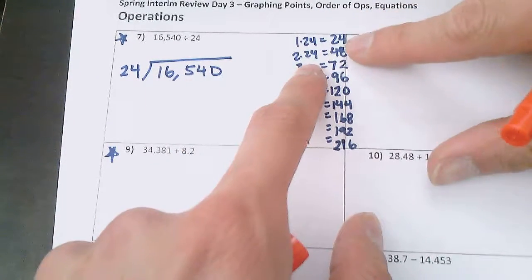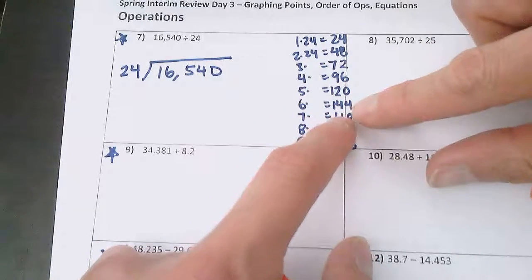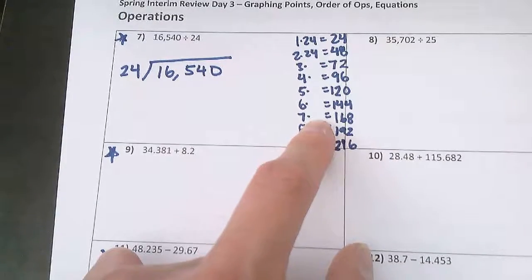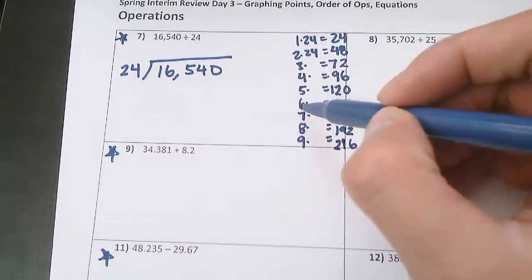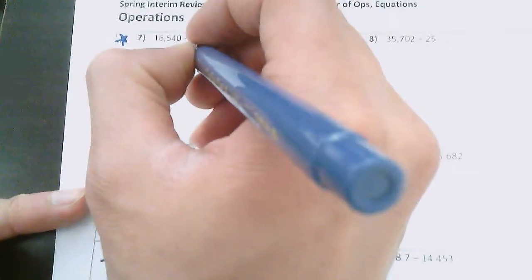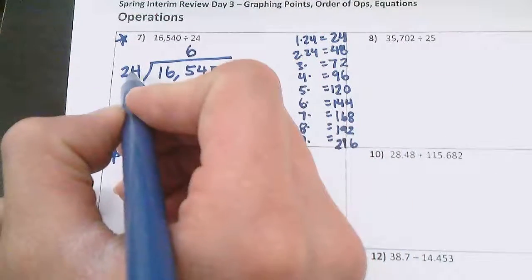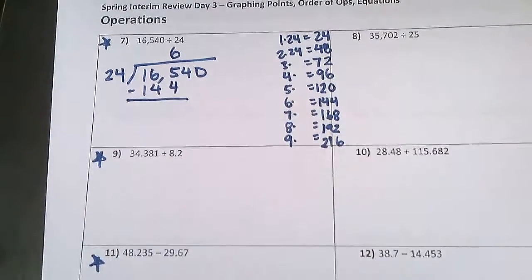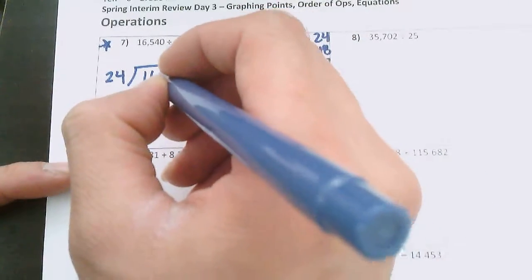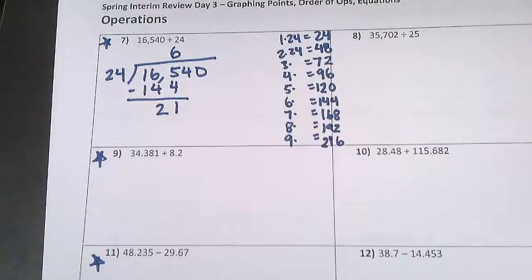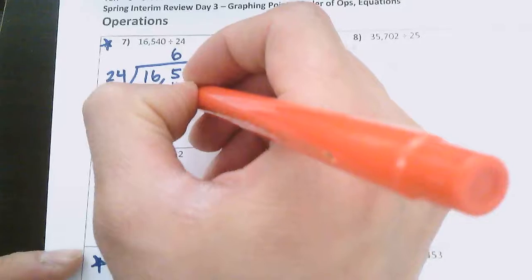Let's check over here. 165 is, so 7 times 24 is 168. That's too much. But 6 times 24 is 144. So that works. So we're going to put a 6 here, and then 6 times 24, we know that it's 144. It's going to be a minus 144 here. 5 minus 4 is 1. 6 minus 4 is 2. 1 minus 1 is 0. Then we bring down the next number, which is a 4.